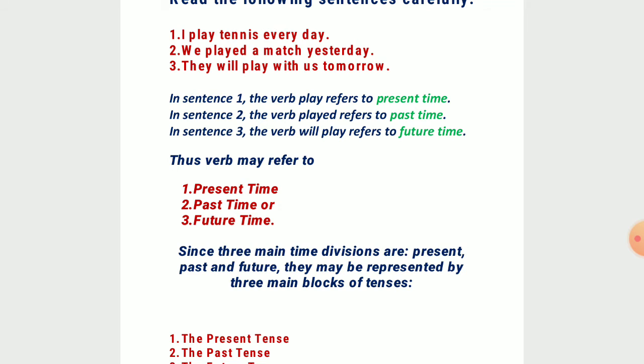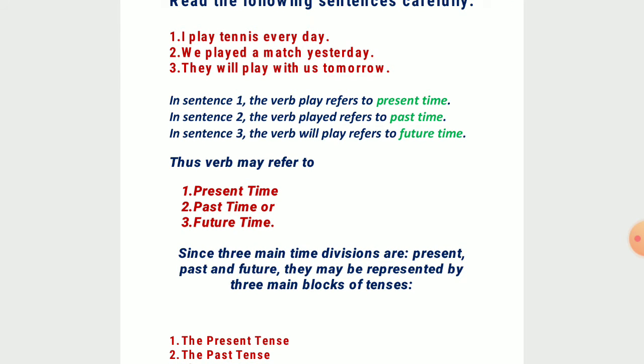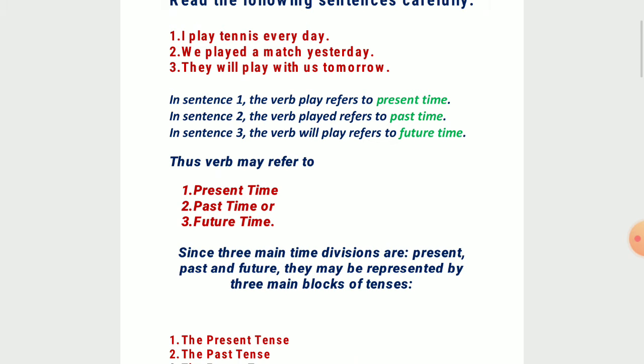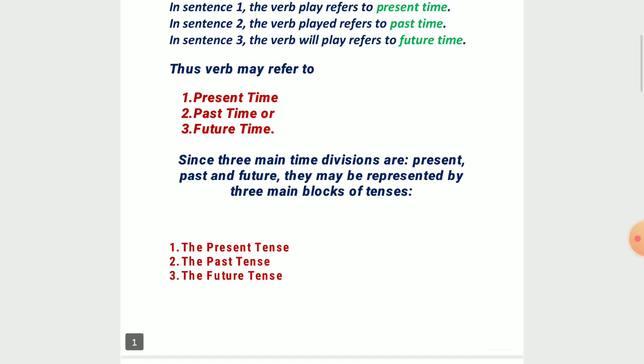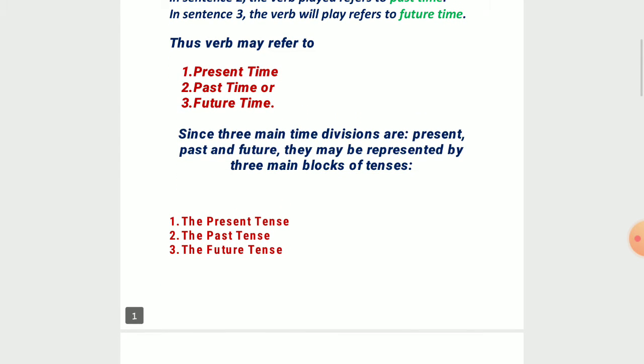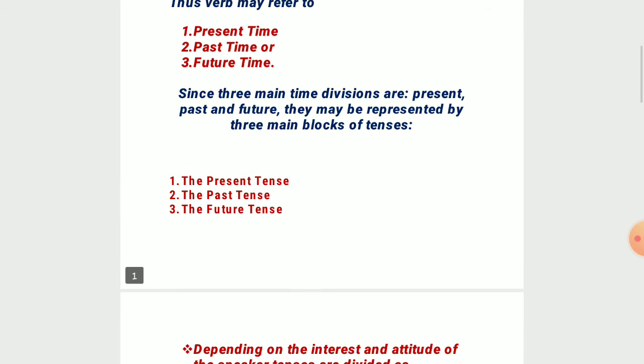Now another important thing I would like to share with all of you in this regard: since three main time divisions are present, past and future, remember, they may be represented by three main blocks of tenses. And what are those three main blocks of tenses? Number 1, the present tense. Number 2, the past tense. And number 3, the future tense. That is present, past and future.